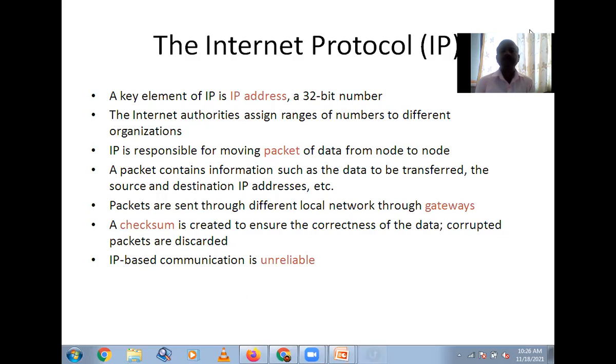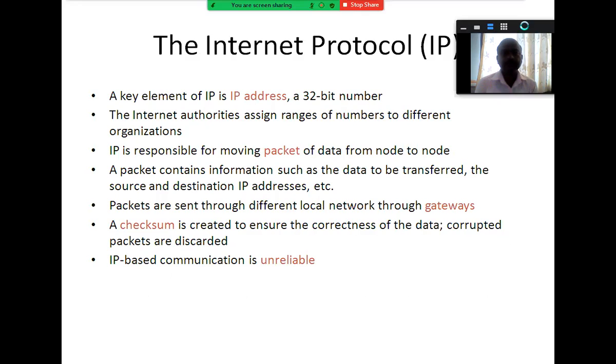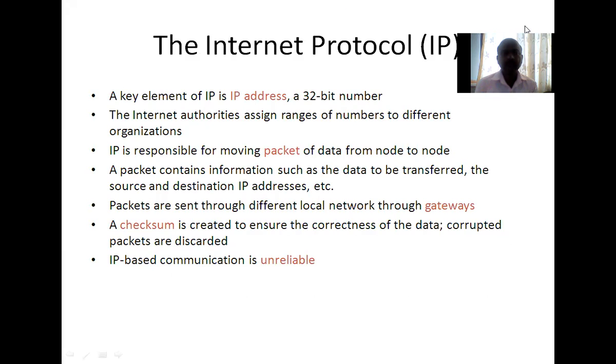So first is internet protocol, which has a 32-bit number. So internet authorities assign a range of numbers to different organizations. Internet protocol is responsible for moving a packet of data from one node to another node. A packet contains information such as the data to be transferred, the source and the destination IP address.